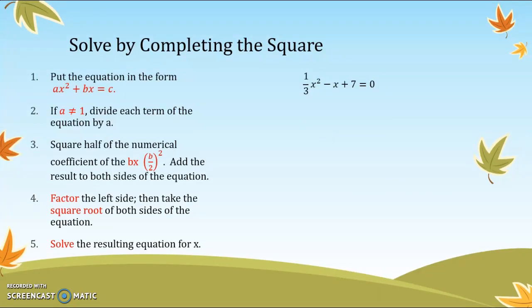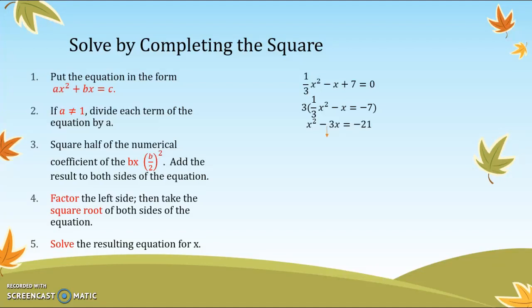Let's say I have 1/3 x squared minus x plus 7 equal to 0. Let's first start by getting our x's on the left and our number on the right. So let's subtract 7 from both sides. I see at this point that I have a number in front of x squared, but instead of dividing by 1/3, it would be better if I multiplied everything by 3, such that 3 times 1/3 will give me 1. So I will distribute 3 to each member inside our parentheses. This will give us x squared minus 3x equal to negative 21.